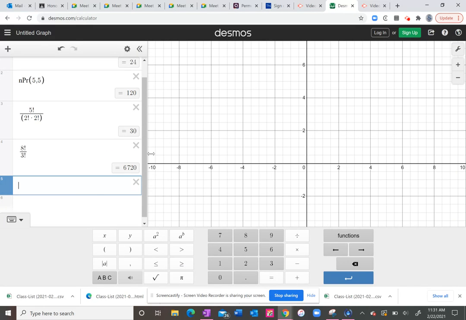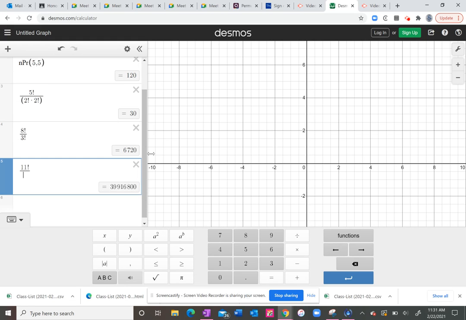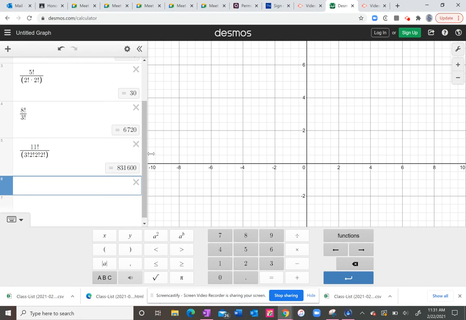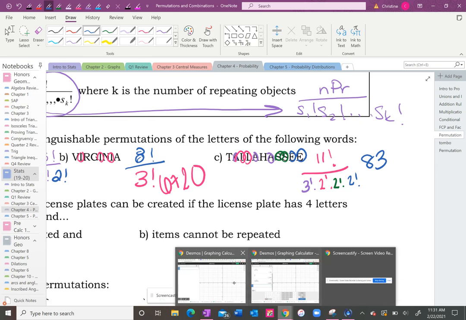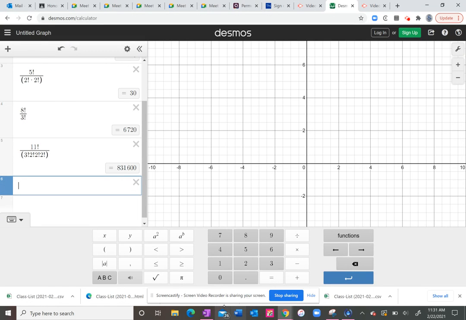11, 3, 2, 2, 2. All right, 11 factorial over 3 factorial, 2 factorial, 2 factorial, 2 factorial. So it is still a bigger number, 831,600, but it's also a longer word.